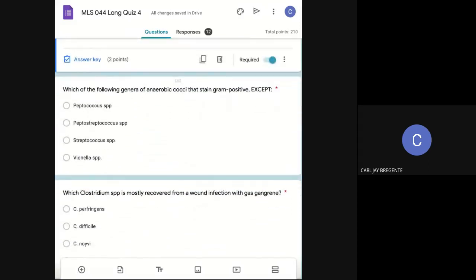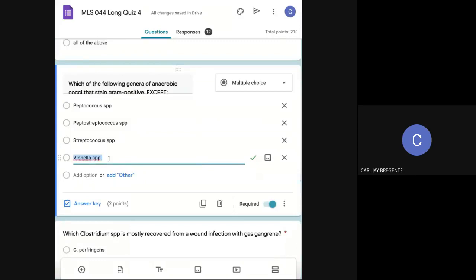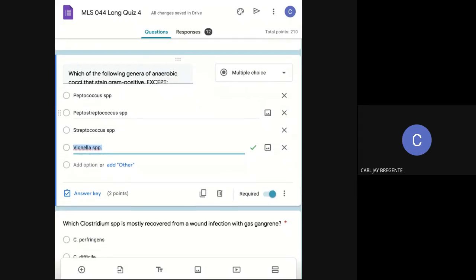Which of the following genera of anaerobic cocci stain gram-positive except Veillonella species? Peptococcus and Peptostreptococcus are both gram-positive. Streptococcus should not be the answer because the question refers to anaerobic organisms, and Streptococcus are facultative anaerobes. So Veillonella species is the correct answer because Veillonella is a gram-negative coccus, if you remember the Gram's rule.